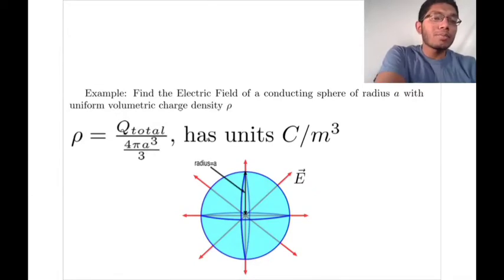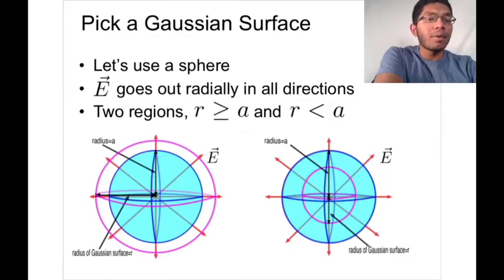Now the next step is to pick a Gaussian surface. You'd be correct in thinking that the sphere would be the easiest to use, but there's a catch. Because the sphere has a uniform volumetric charge density, we need two Gaussian surfaces. One with r greater than or equal to a, r being the radius of the Gaussian surface, and one with r less than a, on the inside of the sphere of uniform volumetric charge density. You'll see why when we solve the question.